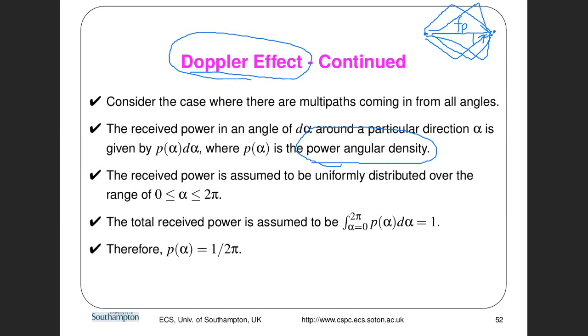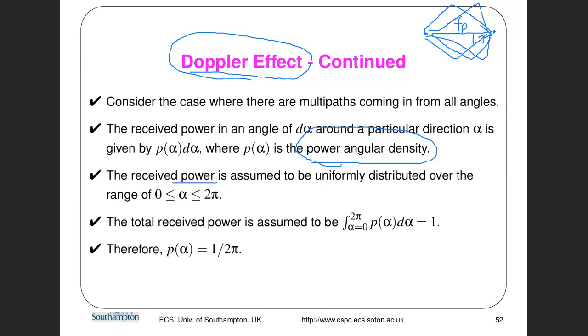Suppose all the received power is assumed to be uniformly distributed over different angles. So signals come from different angles, and power is distributed uniformly over the range between 0 and 2 pi. This is not actually the case most of the time, but it helps us to analyze this Doppler effect. However, for example, when there is no line of sight, when you're in a room but there is no line of sight, all the signals that you receive are reflected signals. So in this scenario, it might as well be true that the signal you receive from all the different angles has the same power.